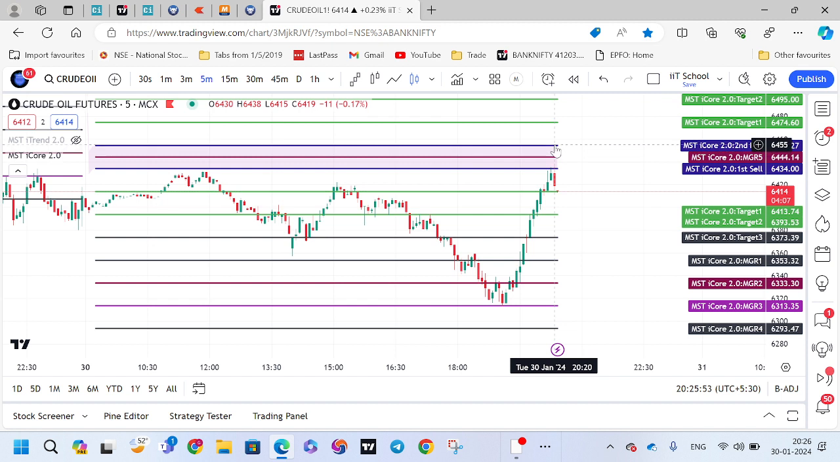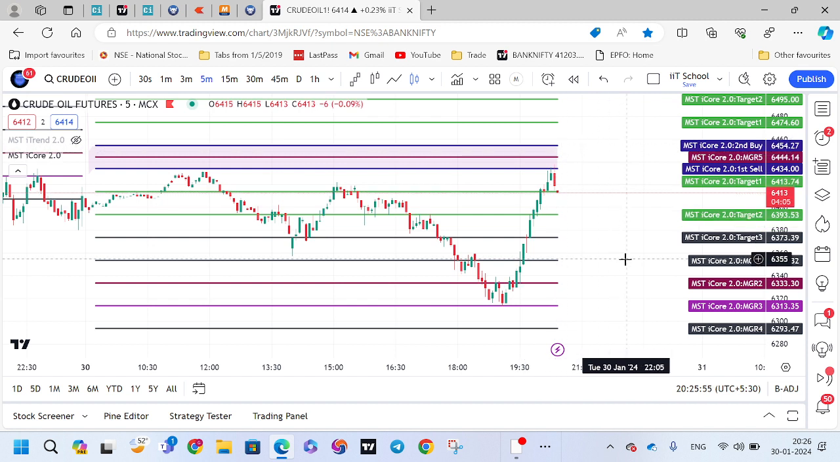Now unless the market closes above 6454, we are not supposed to go for the buy entry. Only if the market is closing above 6454, then we will be buying the crude oil. Otherwise we will keep selling the crude oil only.